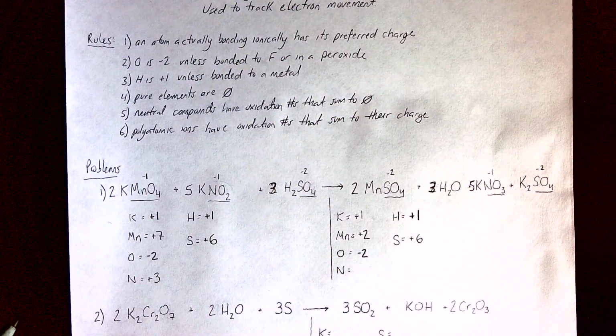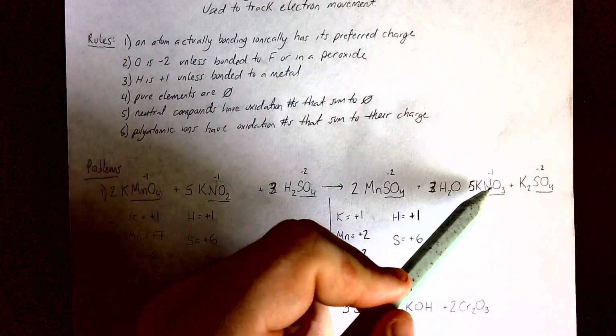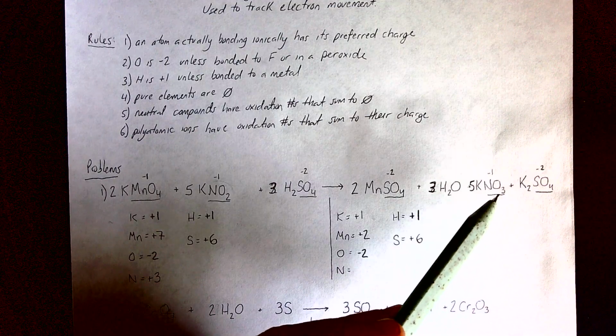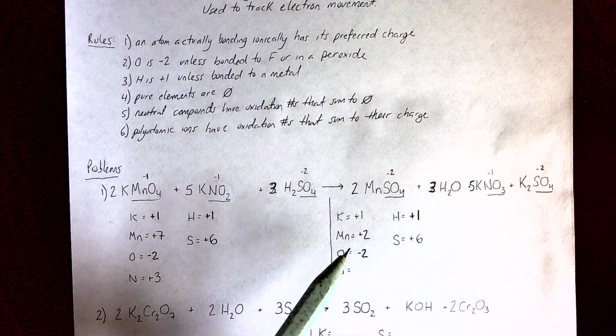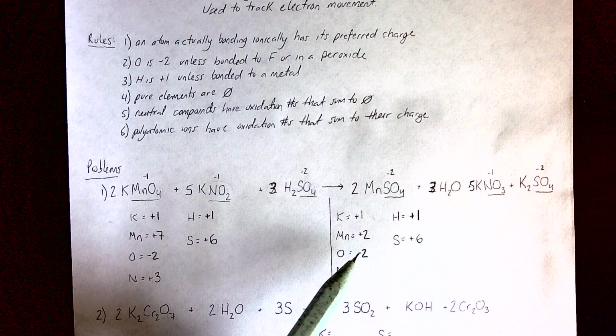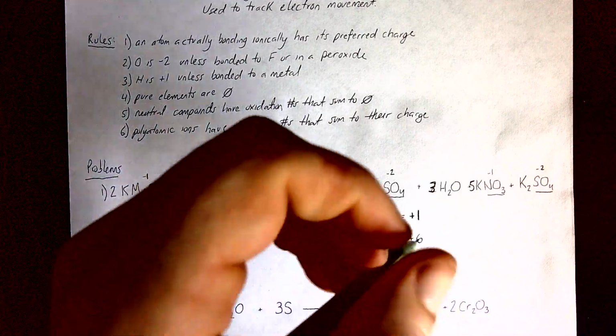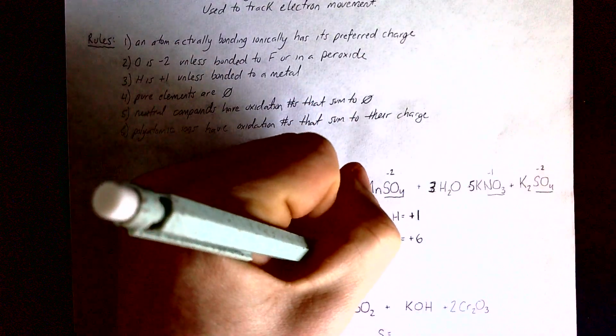Now let's take a look at nitrogen. Nitrogen over here, instead of being bonded to 2 oxygens, is bonded to 3. But still, each oxygen is -2. -2 times 3 is -6. And N minus 6 equals negative 1. N must be +5.